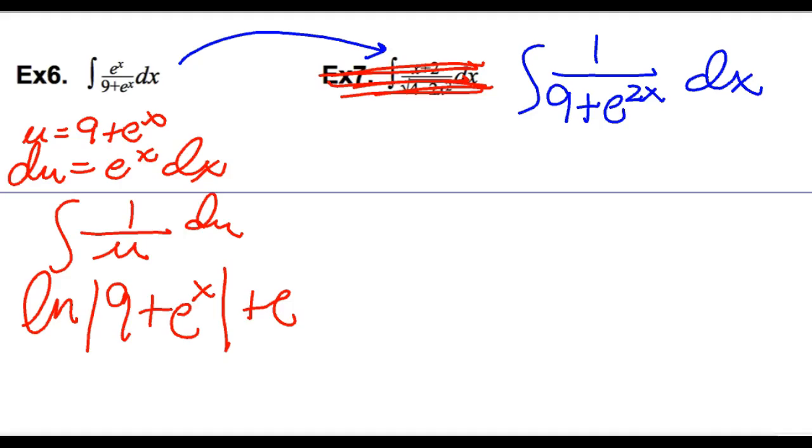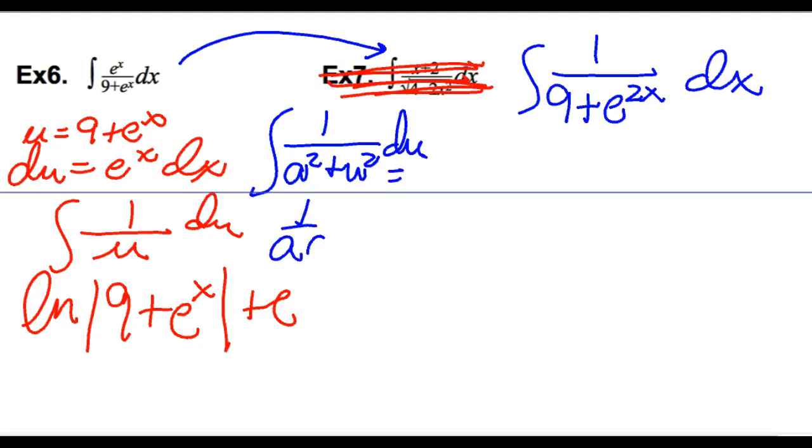Now it's arctan-y. And remember, the arctan format is when it's of the form 1 over a squared plus u squared du. When I get it in that format, I can say it's 1 over a times arctan of u over a plus C. So I really just need to locate these and make sure my du gets accounted for. Let's go take a look.